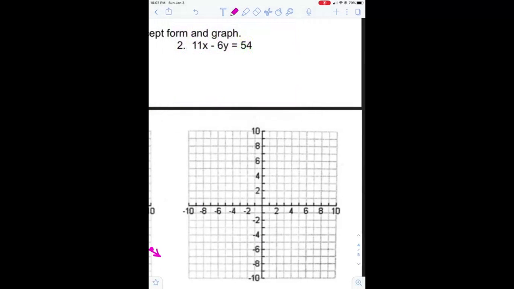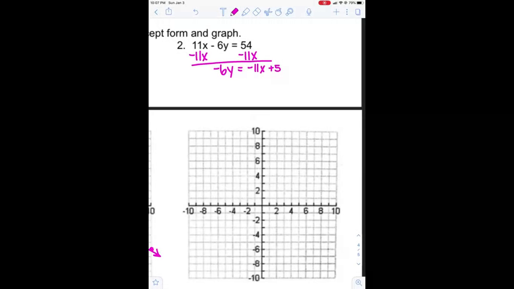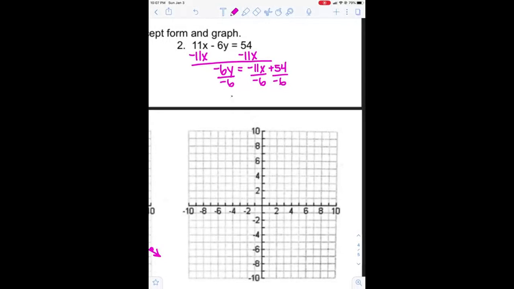So we're going to do the same thing over here, trying to get y by itself. So the first thing we do is get rid of that x term on the left side by subtracting 11x from both sides. So that's going to give me -6y is equal to -11x plus 54. So all I'm doing is subtracting that x term, okay? And I can't combine it, so really all you're doing is moving it to the other side.